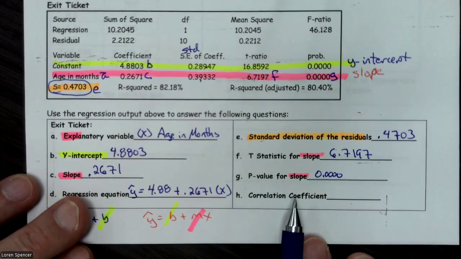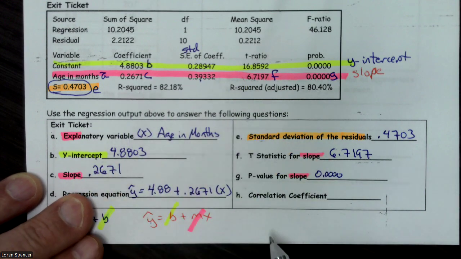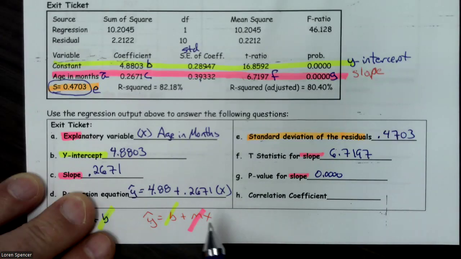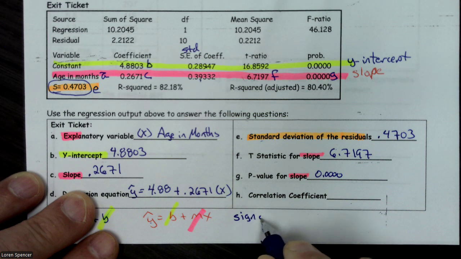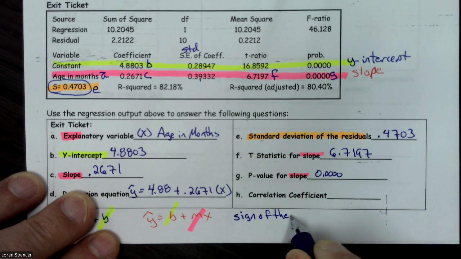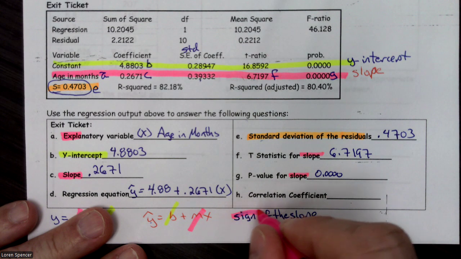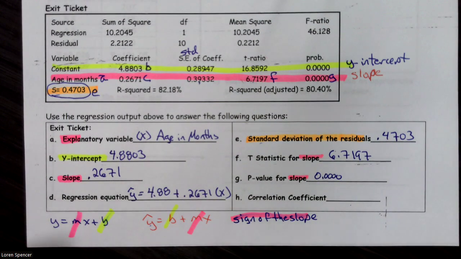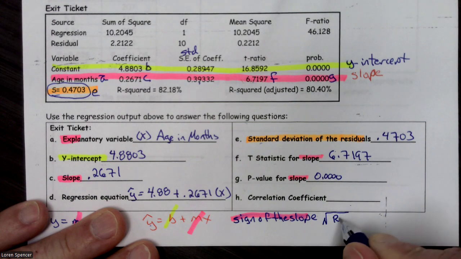The correlation coefficient. The correlation coefficient isn't directly on there, but we have the information to do that. Now, to be careful, we're going to need a couple things. We're going to need two pieces of information. We're going to need the sign of the slope, and obviously, if we're needing the sign of the slope, I use the word slope, so that's going to be off the slope row. And we're going to need the square root of r squared.